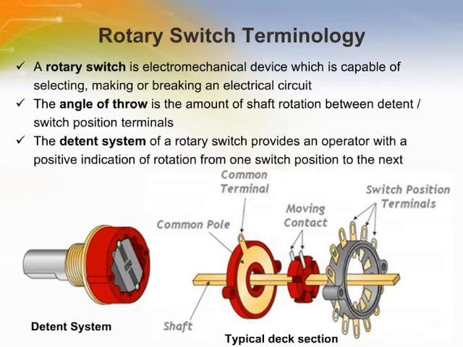A rotary switch is an electromechanical device which is capable of selecting, making, or breaking an electrical circuit. A typical deck section consists of a common pole and its integral terminal, switch position terminals, and a moving contact mounted to the shaft. In an actual switch, the moving contact touches the selected switch position terminal and the common pole. As the shaft is rotated, the moving contact is moved between the switch position terminals. The detent system of a rotary switch provides an operator with a positive indication of rotation from one switch position to the next.